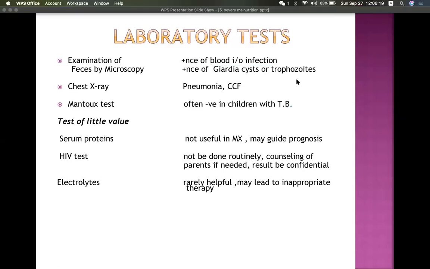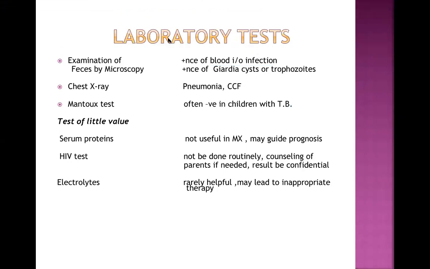Now let's move on. Let me admit some of the students. Now see here, another one is presence of Giardia cyst or trophozoite. Giardia lamblia has two important forms, cyst and trophozoite, just like Entamoeba histolytica. So presence of the cyst or trophozoite in the stool will almost confirm giardiasis.